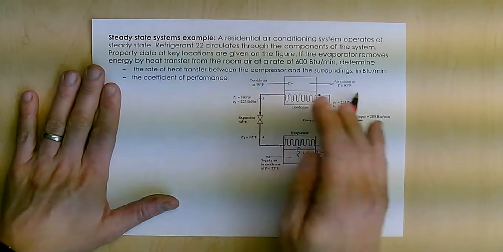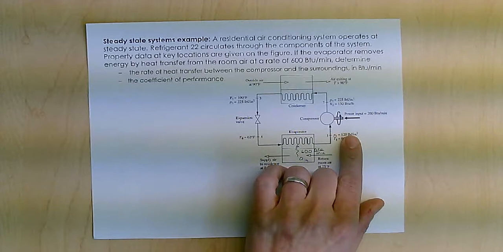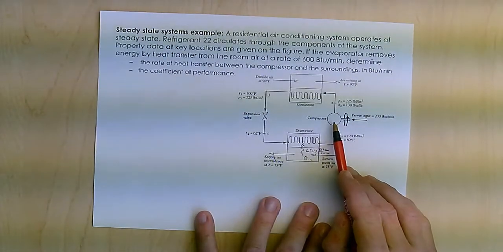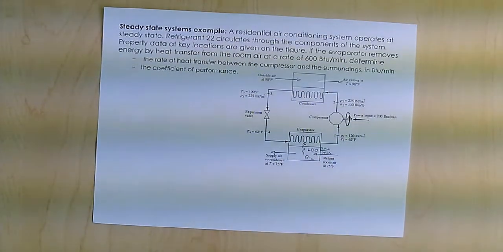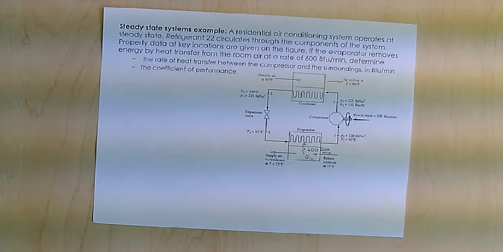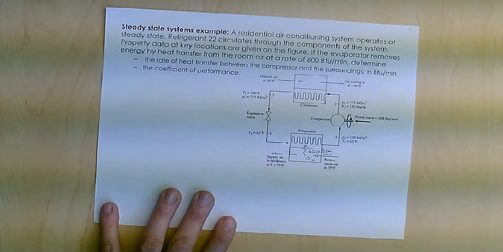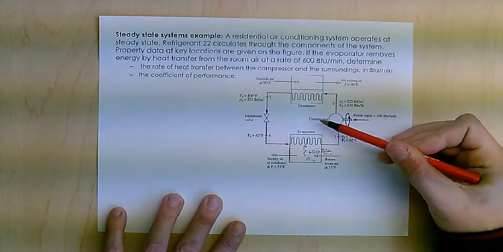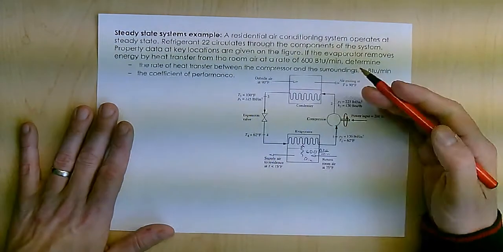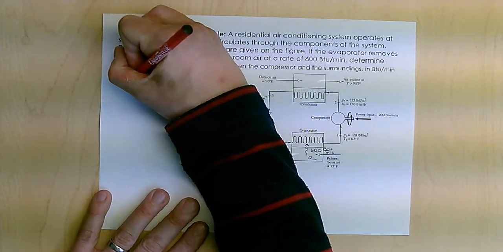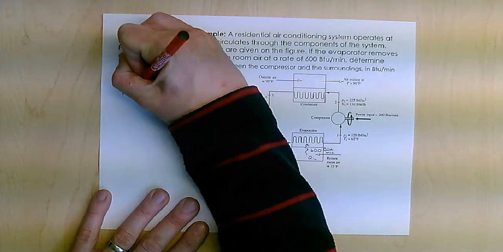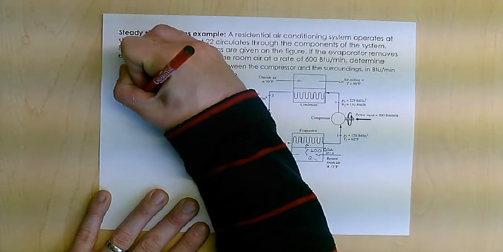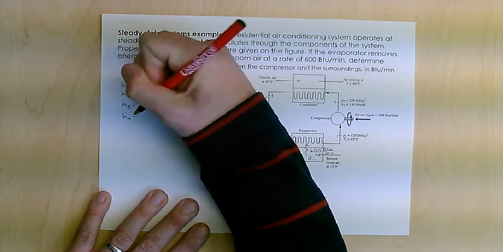Okay? So, it's a few things I want to find. There's a heat transfer at the compressor, and then I want to find the coefficient of performance. But the first thing I need to do is go through and set all of my states, which is finding H values for 1, 2, 3, and 4 for the refrigerant 22. So I'm going to look up H1, H2, H3, and H4.